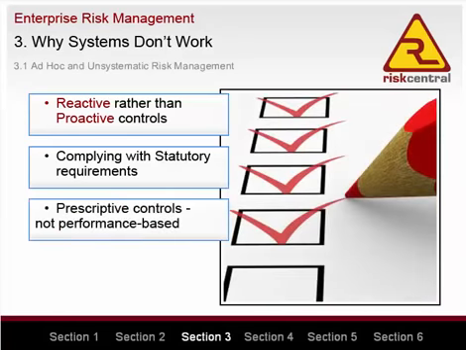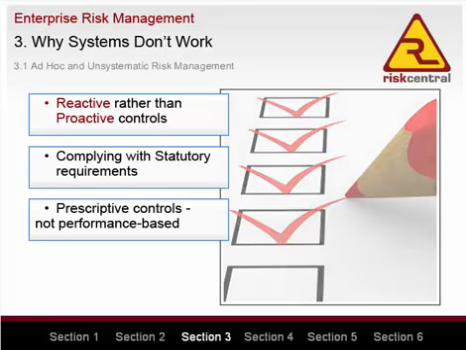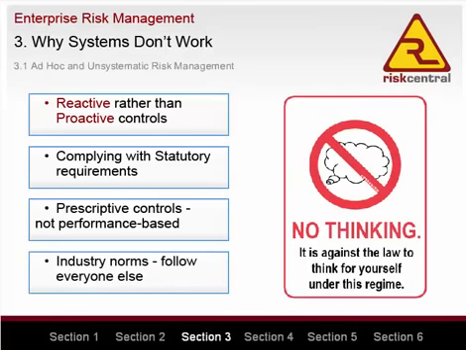Relying on prescriptive controls rather than performance-based controls. It doesn't matter how well you comply with prescriptive controls if they do not effectively control the risk. Audits traditionally focus on if the rules are followed, rather than if they are the right rules. And finally, industry norms, that is, doing what everyone else is doing, thinking that you can't get into too much trouble if you're doing what everyone else is doing.